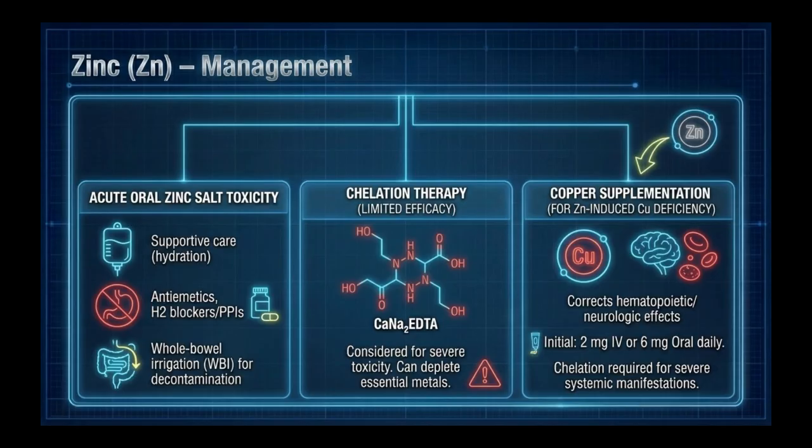Copper supplementation can be an effective treatment for patients experiencing copper deficiency related to zinc overload. When administered orally, copper often successfully corrects hematopoietic effects and can prevent further neurological deterioration, sometimes even without the need for chelation therapy. The initial recommended doses are 2 milligrams of copper given intravenously or 6 milligrams taken orally each day, with a gradual reduction over time. For patients with neurological effects and mild hematopoietic symptoms, copper sulfate alone may be sufficient. However, for those with hemodynamic instability or other severe systemic symptoms, chelation therapy is necessary to manage their condition.